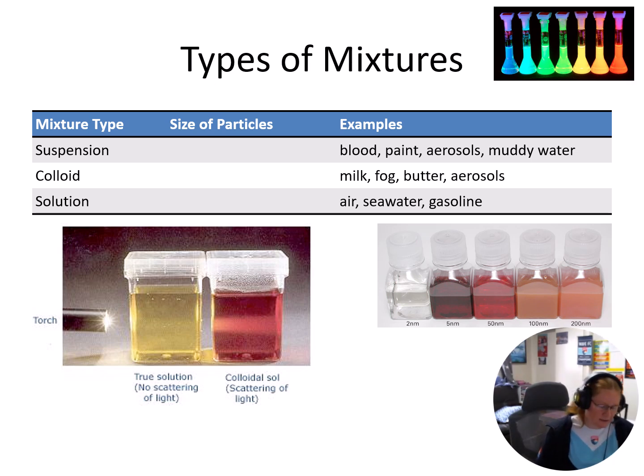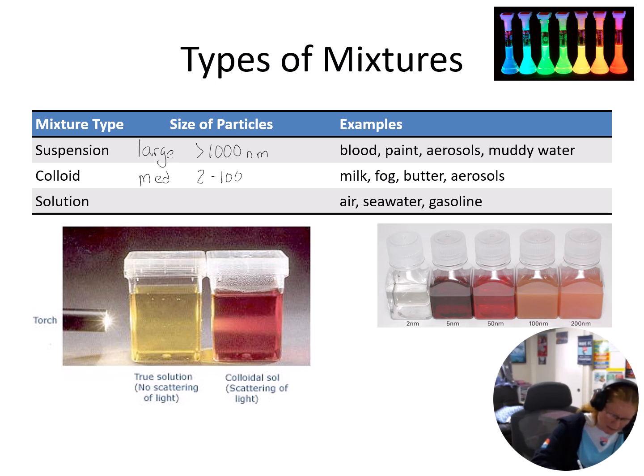Now, what marks this has a lot to do with the size of the particles. In a suspension, the particles are large, and they are typically greater than 1,000 nanometers. When I talk about colloids, these are starting to get smaller in particle size, and sometimes we might not always be able to see the particles with our naked eye. These are medium particles, somewhere between 2 and 1,000 nanometers in particle size.